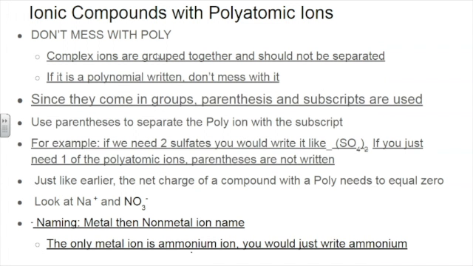So how you name polyatomic ions. For one, you don't mess with polys. If it is on that polyatomic sheet, you do not mess with the numbers there or anything like that. So they should not be separated. If a polyatomic is written out, don't mess with it. Since they come in groups, parentheses and subscripts are used since you can't mess with it. So for example, if we need 2 sulfates, you would write SO4 and then in parentheses put the 2. If you just need 1, you do not have to have parentheses.